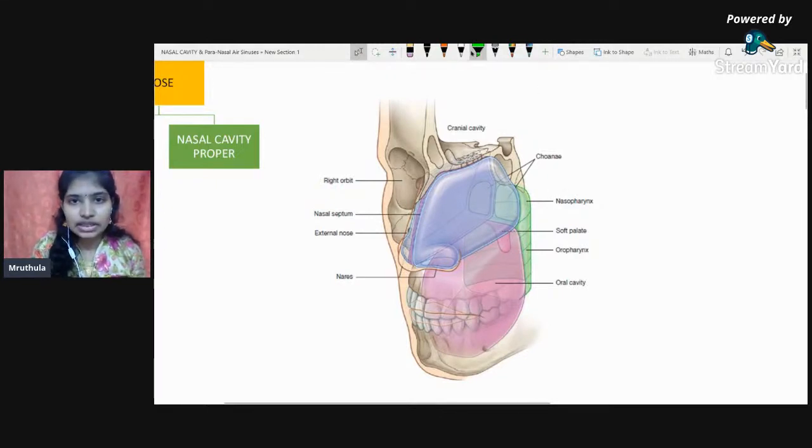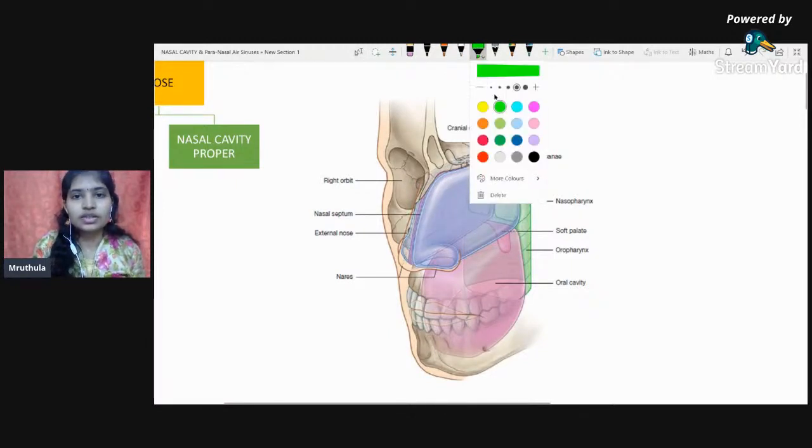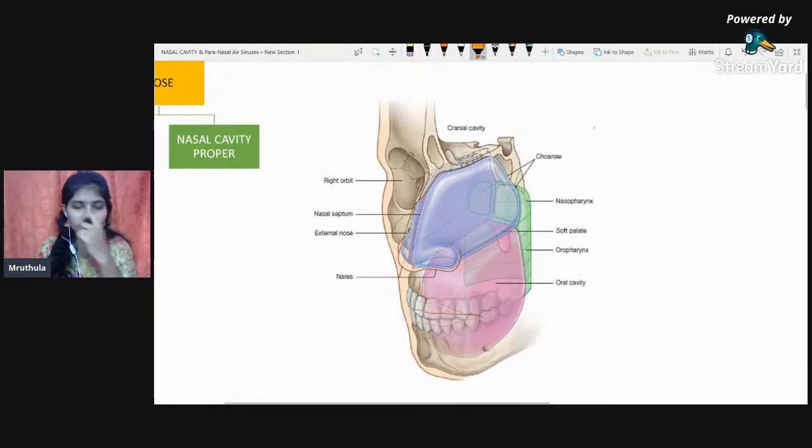So you can see this well in this diagram. So basically, the nose has two components. One is the external part, the external nose, which includes the vestibule. Vestibule is actually this cartilaginous flexible part. And the nasal cavity proper. So what you're seeing here in blue color, I'm highlighting that for you. That is the nasal cavity, right?